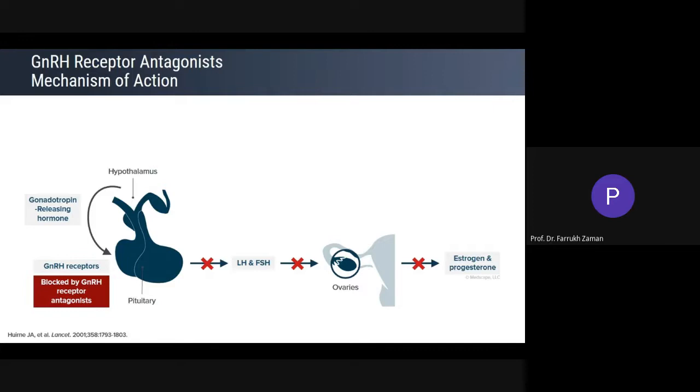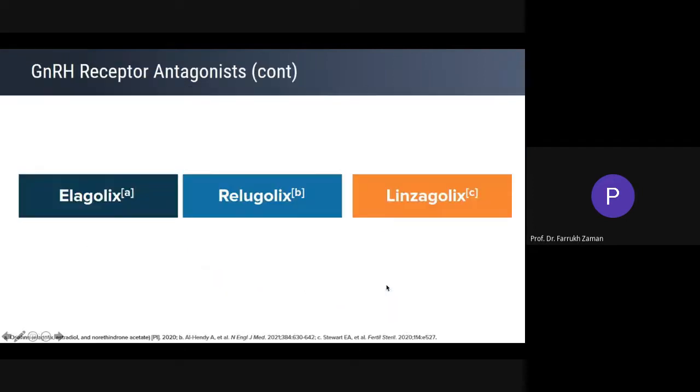So this is the mechanism by which they block. GnRH receptors are blocked by GnRH antagonists, which reduce the LH and FSH, and therefore the ovaries and the estrogens. These are the 3 preparations. Elagolix was the first one which was introduced, about 6 years ago, and it is given in a dose of 300 or 150 milligram, and we'll talk about that. Relugolix is the new preparation, and it has come in a combined therapy also with estrogen and norethisterone. And Linzagolix is the latest one, which is still under trial.